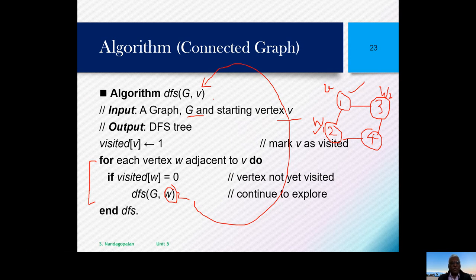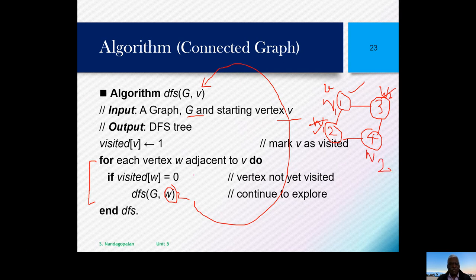So from 2, because, see, what is recursion? You start executing the same function again and again, the next step, next step, and so on. The first step, I started with vertex number 1. Now I'm going to do the same work from 2. So come here and mark that as 1 because visited, right? And all the other adjacent vertices with respect to this are 1 and 4. Now out of 1 and 4, 1 is already visited. So this is my W1, this is my W2.